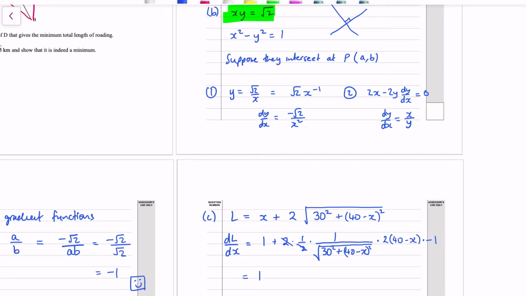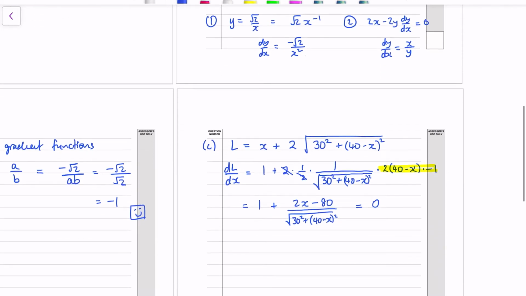So 1, the right factor, this factor in here, is going to be 2 times x minus 40, so 2x minus 80, all over this thing square rooted. Again, we're going to make that equal to 0 to find the minimum road required. So we're solving this equation.